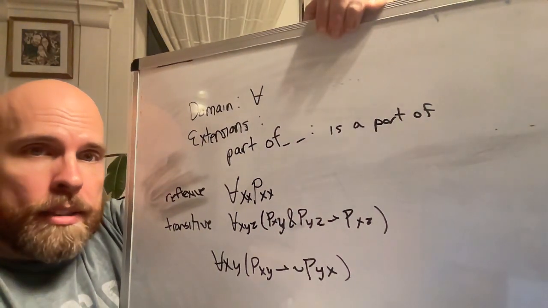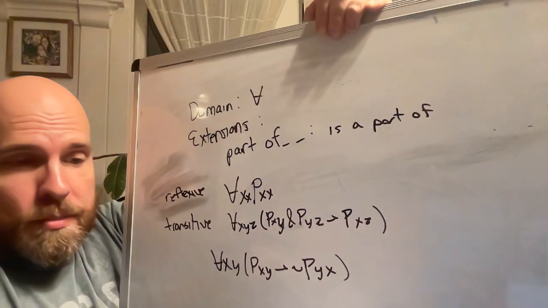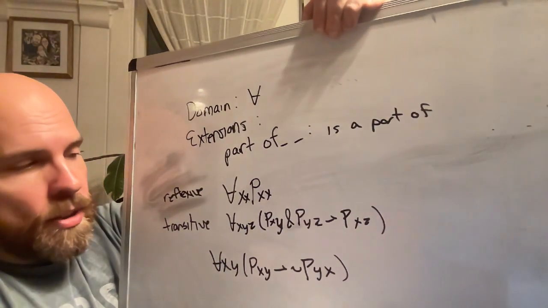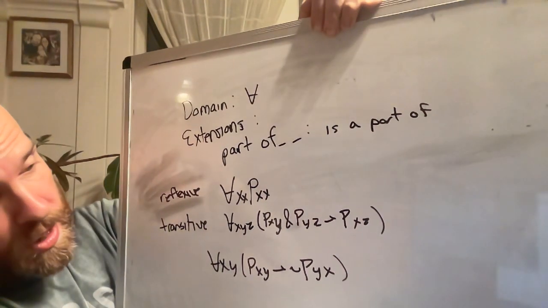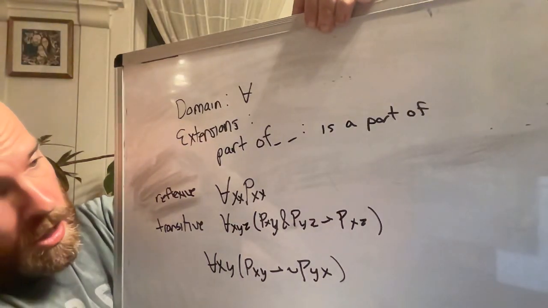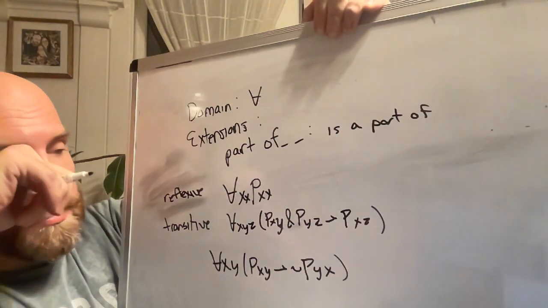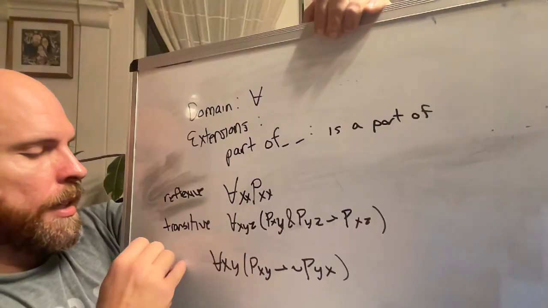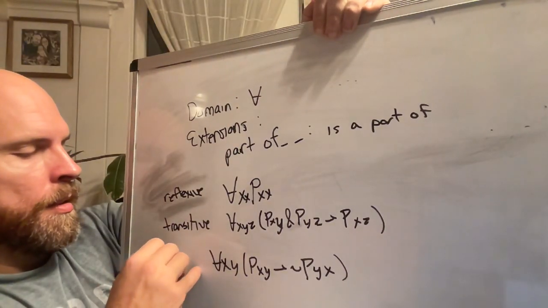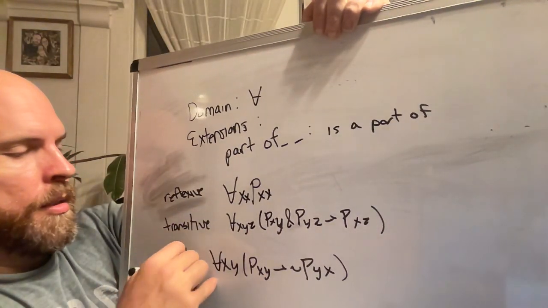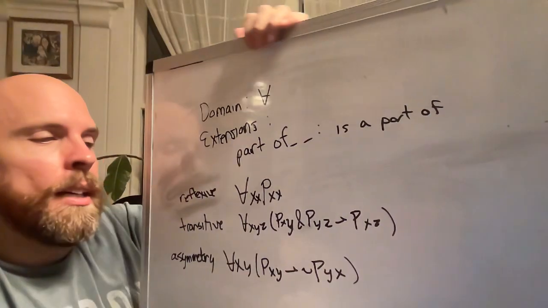That is not symmetric. That is exactly, that's basically saying something's not symmetric. In fact, it says if there's a relation that holds in one direction, it can't hold in the other. So this is called asymmetry. Again, just one way to say not symmetric.